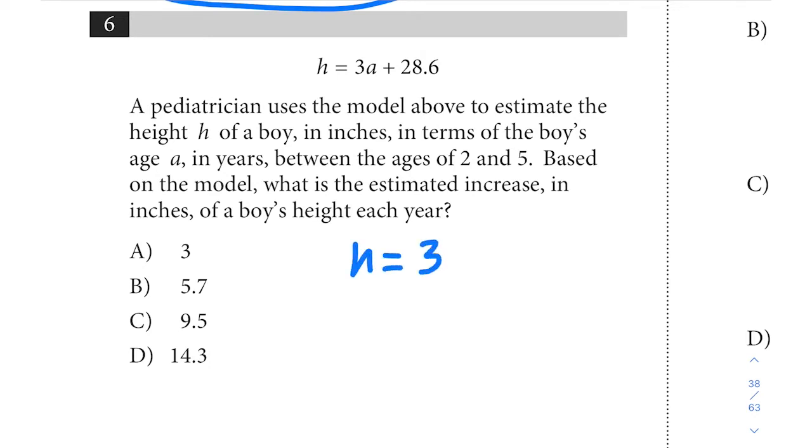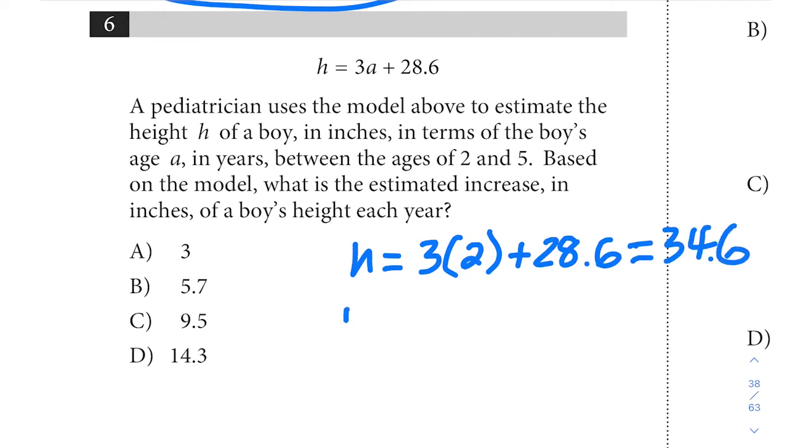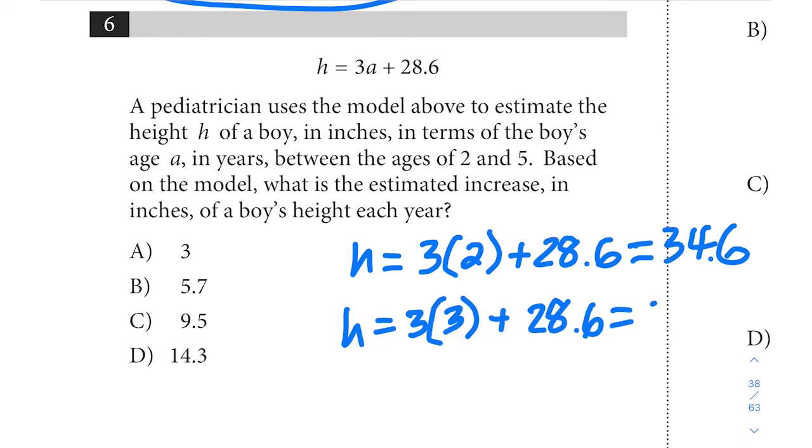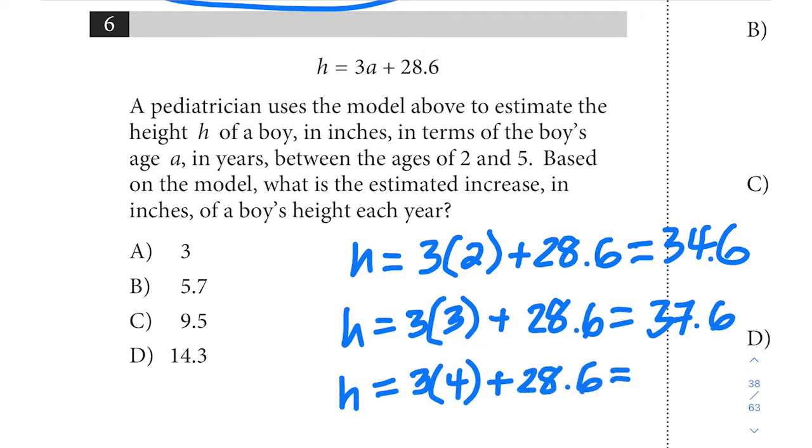This is h equals 3 times 2 plus 28.6, which comes out to 34.6. And then we'd have h equals 3 times 3 if we did it for when the boy is 3 years old, plus the 28.6, so that would be 28.6 plus 9, so that would be 37.6. And then h equals, if you tried it for when the boy is 4 years old, 3 times 4 plus 28.6, that would be 12 plus 28.6, which is 40.6.